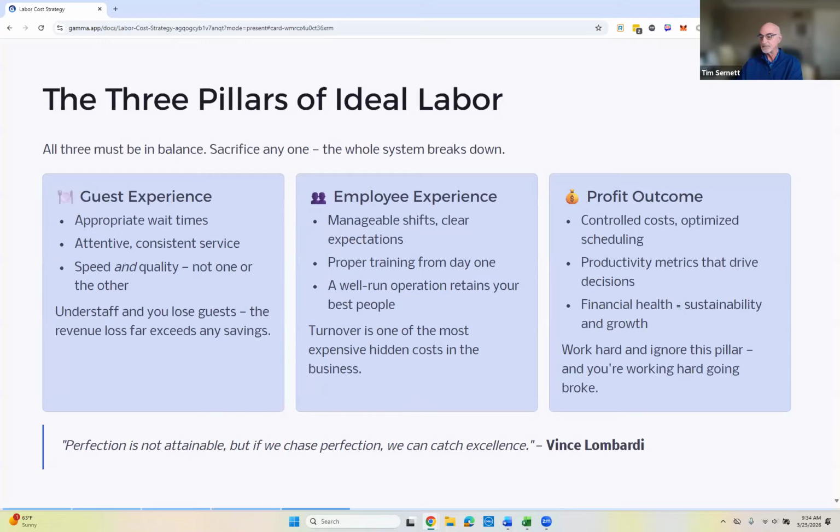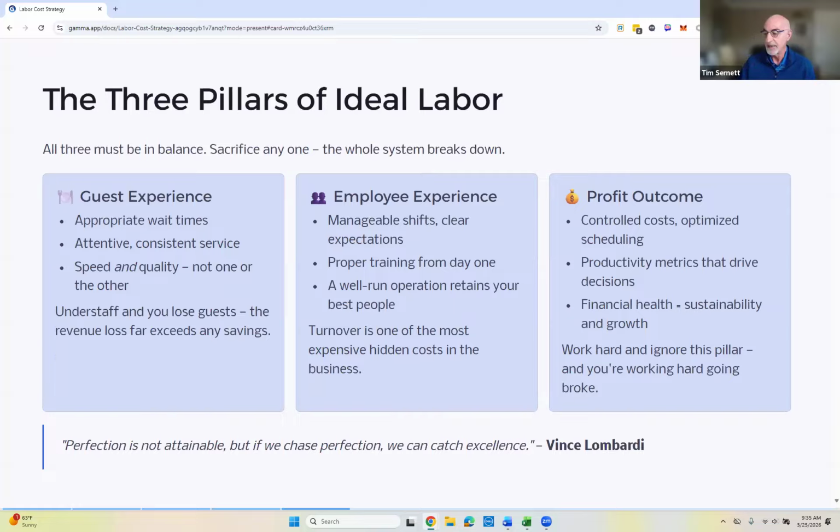The second is the employee experience: manageable shifts, clear expectations, proper training. Staff satisfaction drives retention and performance. High turnover is one of the most expensive hidden costs in the restaurant business. You've got recruiting, training, and productivity lost while someone gets up to speed. Do you have the training tools in place to bring your staff up to speed so they can reach maximum productivity? If your new hires are learning by trial and error, that's labor waste before you even hit their stride, and it also produces a poor guest experience. Your best people will stay when they feel the operation is well run.